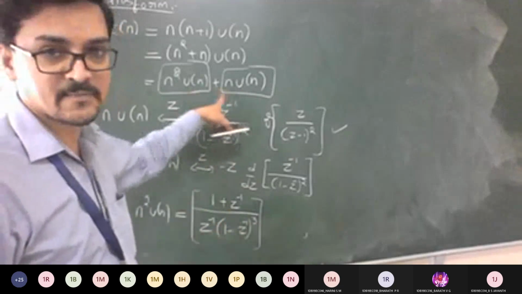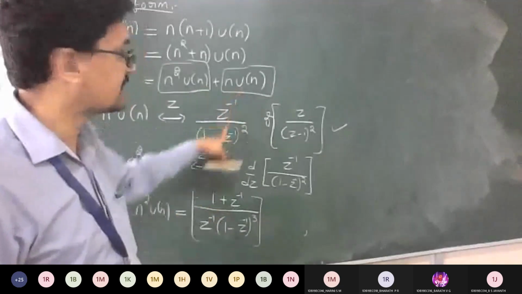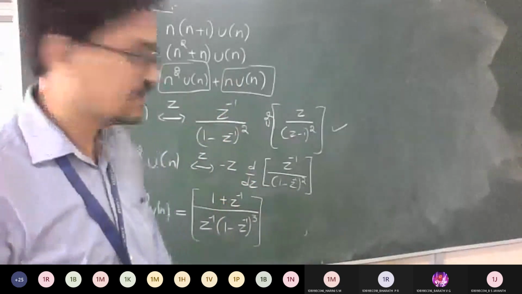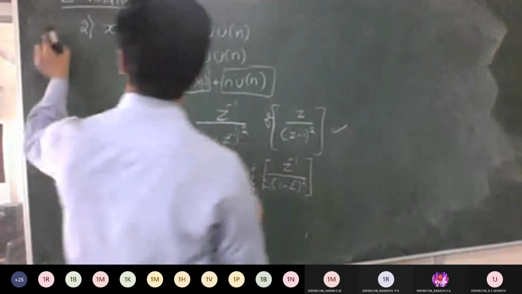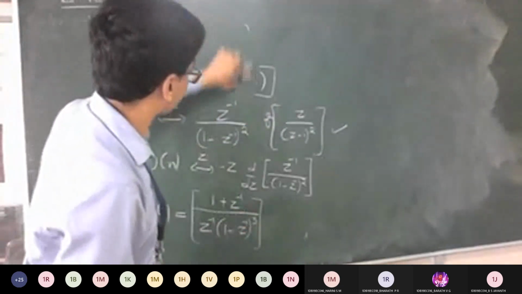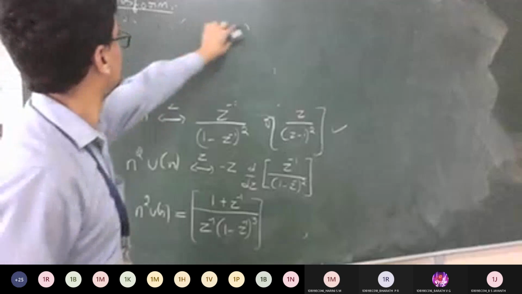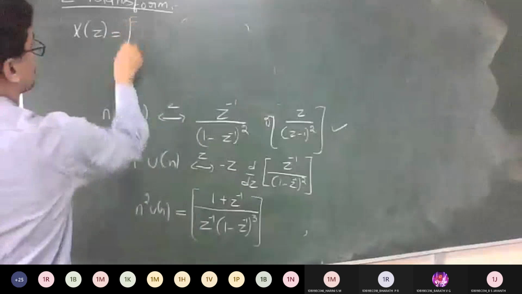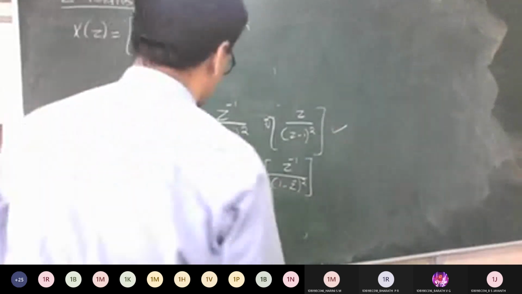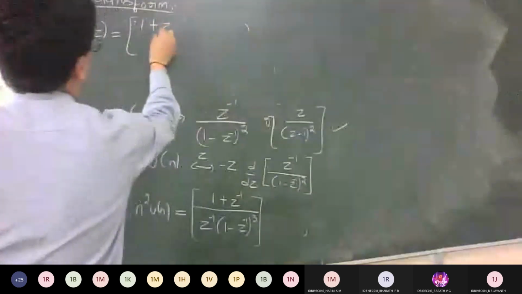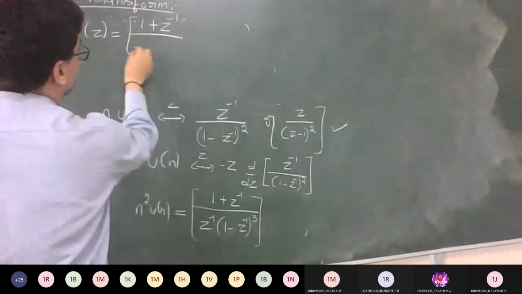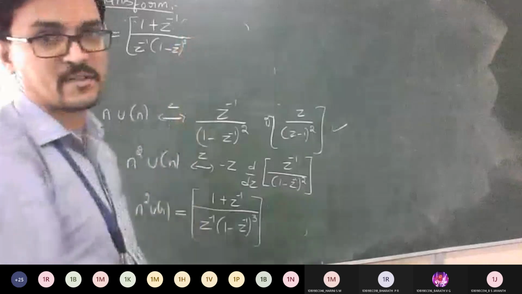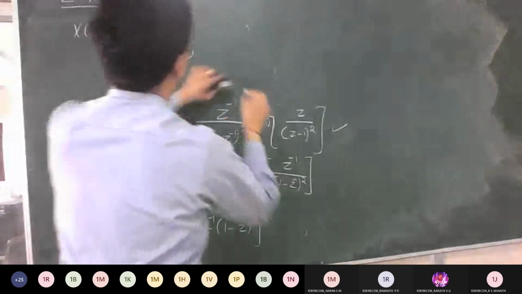The question is this. I need to take this answer and add this answer. The combination of those two, after simplification, is the conclusion for your x of z. So add these two and tell me what is the answer. Let me write here only. Add those two answers, guys. So x of z is equal to, this last answer we got as 1 plus z inverse, 1 plus z inverse whole divided by z inverse into 1 minus z inverse whole cube. Just convert this to z and tell me after adding what's the answer.